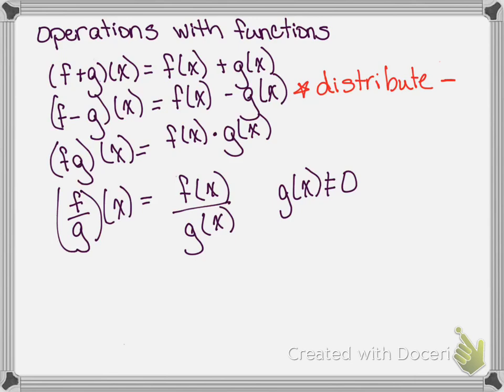And when we are doing division, our g of x can't be equal to 0. Now, our x value might be okay being 0. It's the entire function g of x that can't equal 0. So what we're doing here is we're taking functions that were given, and we are adding them, subtracting them, multiplying, and dividing them. Okay? And the functions are given to you.